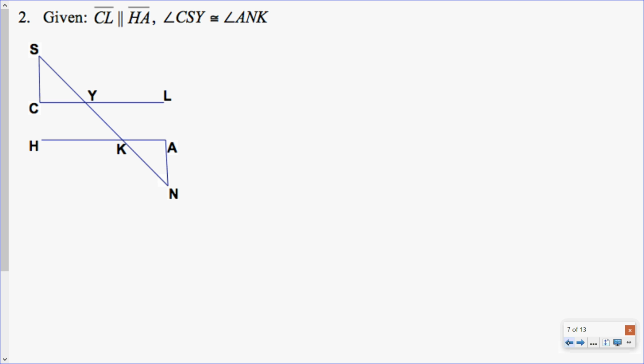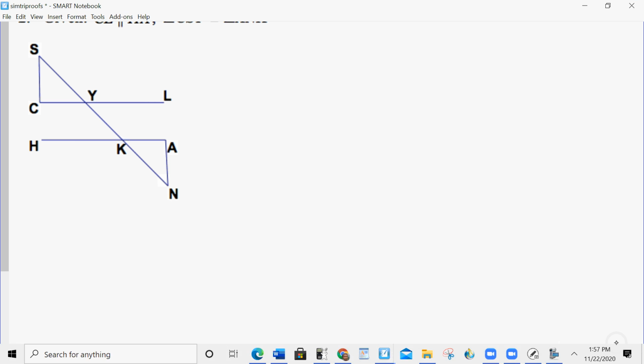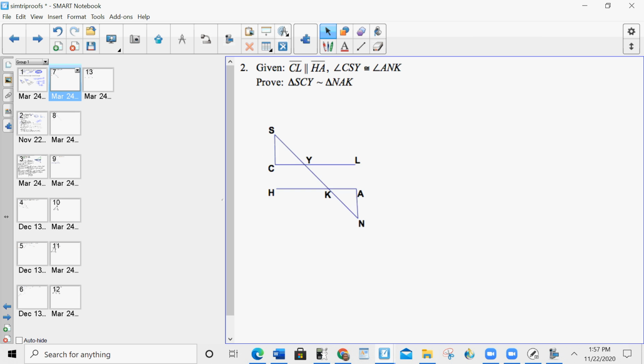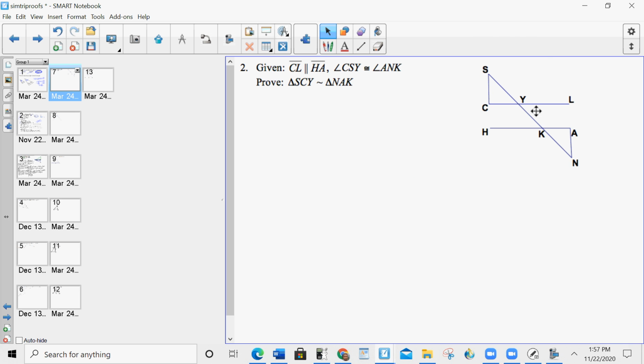Number 2. I'm not always proving anything. It wants me to prove that triangle SCY is similar to triangle NAK. To prove triangles are similar, I need to prove AA. I need to get two pairs of angles congruent.